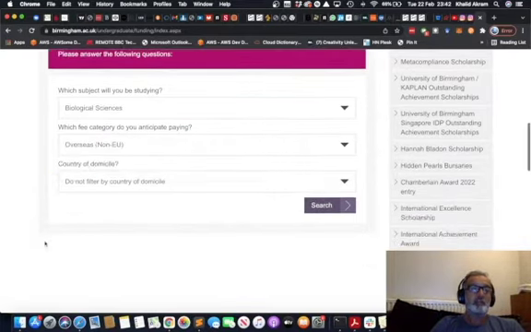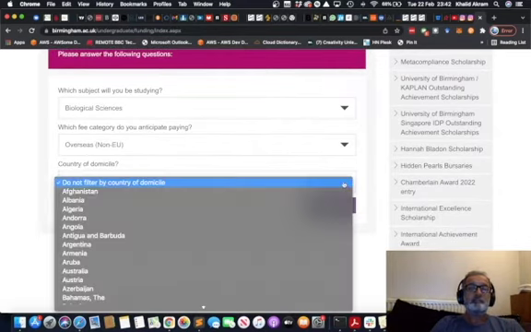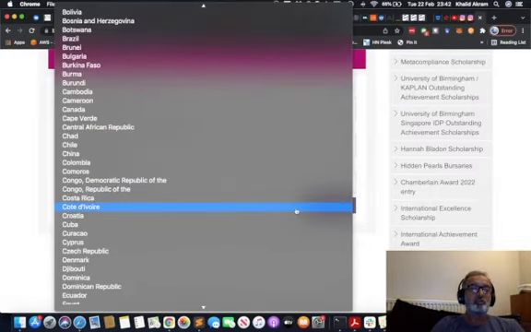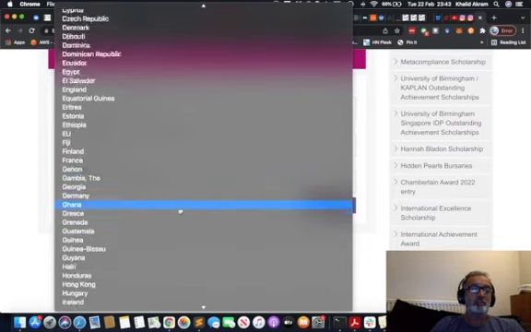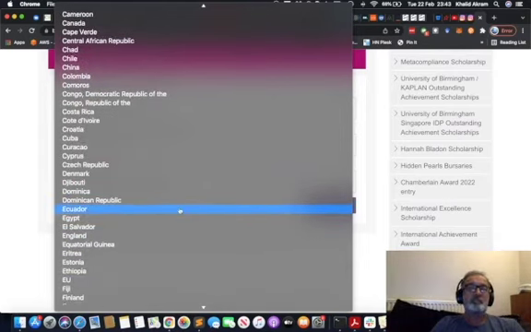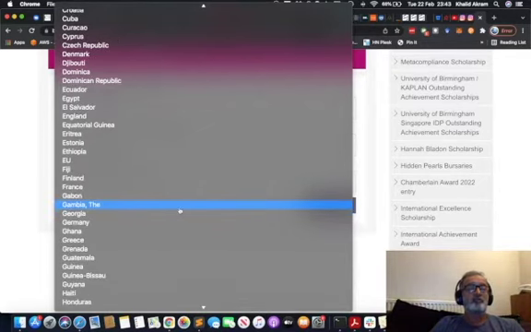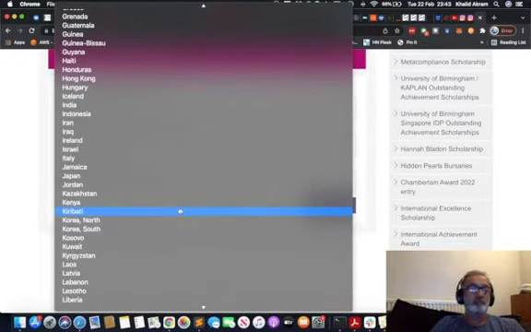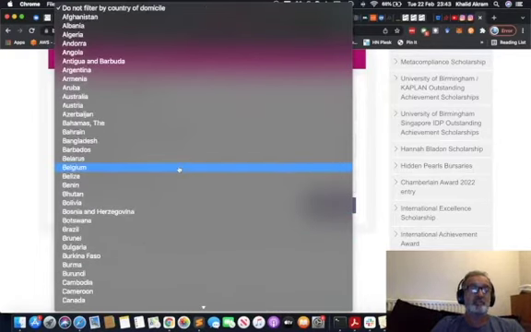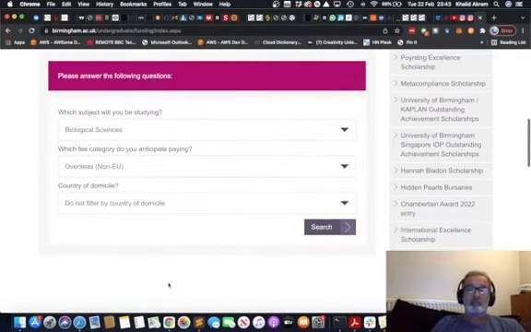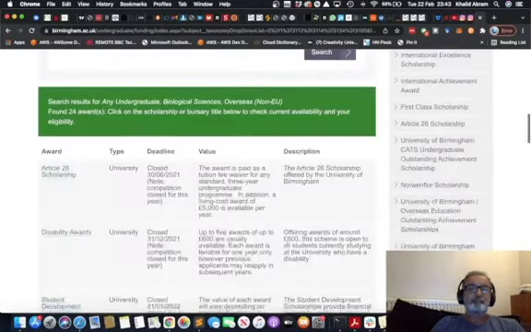Select that. Country of domicile. Which country are you from? So here you can choose India, you can choose Pakistan, or you can keep it open. There are some scholarships that are very specific. For example, they are for people from Turkey, or for people from Lebanon. There are some scholarships that are very country specific. But for this search, I'm just going to leave it open. Do not filter by country of domicile. Then you hit search, and you get a list of the scholarships that are available.